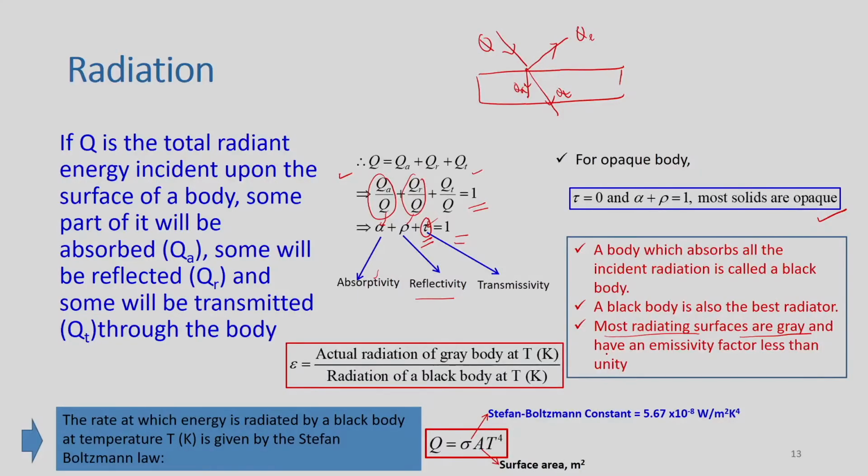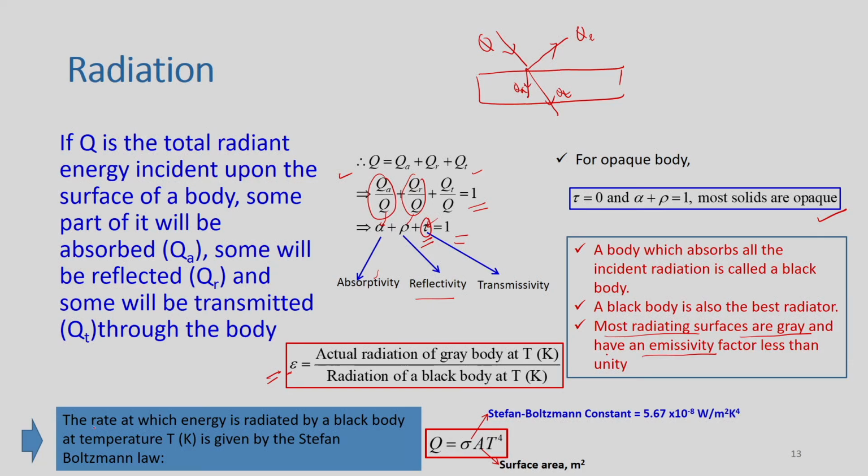So, it will have some emissivity. How do we calculate this emissivity? The emissivity eta is the actual radiation of a grey body at T Kelvin to the radiation of a black body at T Kelvin. It is a comparison. Once we know this eta, or emissivity, we can calculate the actual amount of radiation received by or emitted by a grey body.